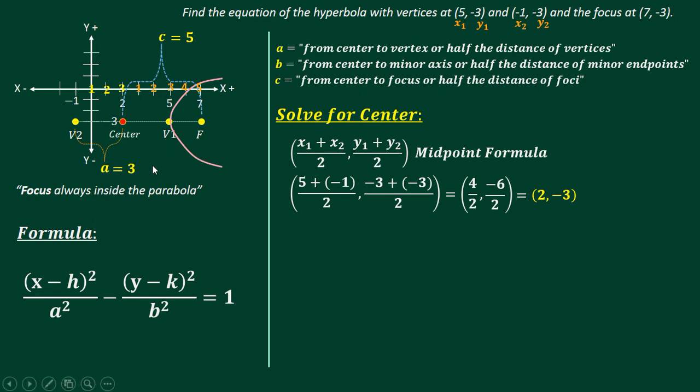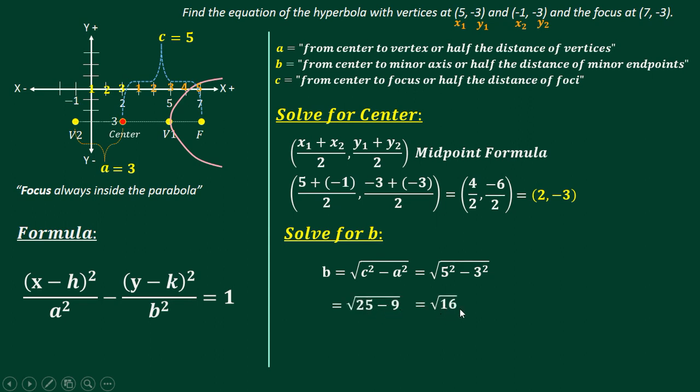Now, since we have the values of a and c, we can solve for b. The formula for b in a hyperbola is b equals the square root of c squared minus a squared. Substitute these values: 5 squared minus 3 squared, or 25 minus 9, and that's the square root of 16. So b now is 4.